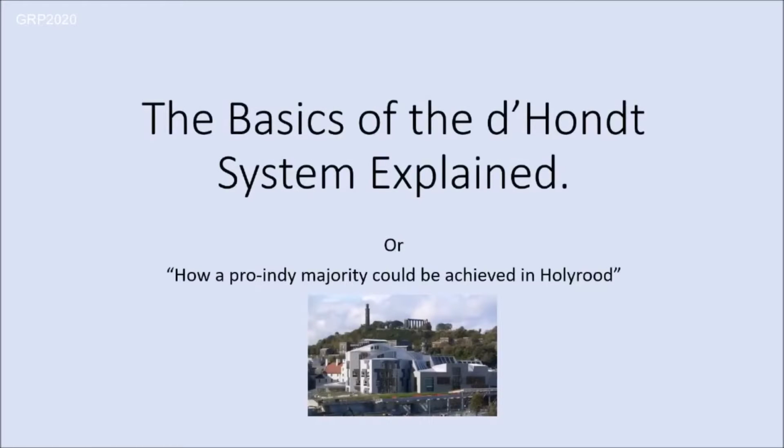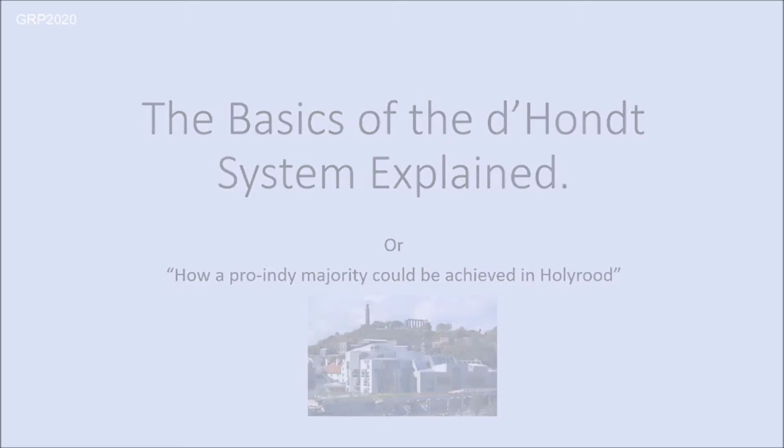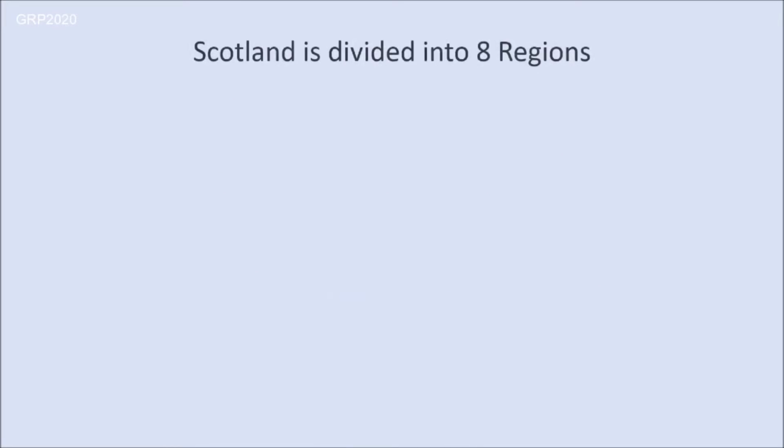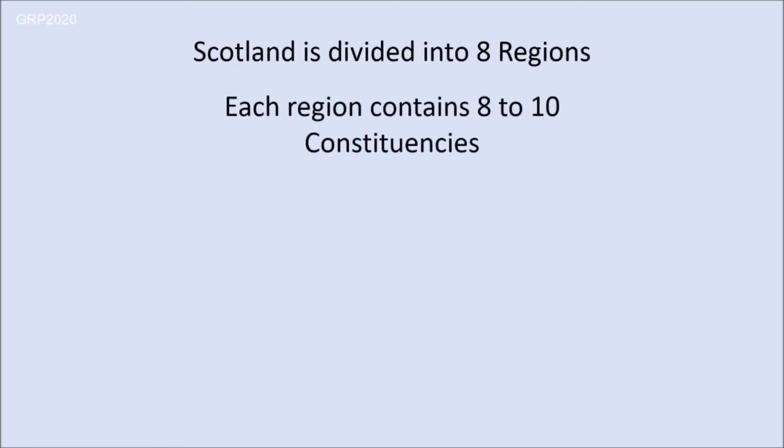Basics of the D'Hondt system explained, or how a pro-Indie majority could be achieved in Holyrood. Scotland is divided into 8 regions. Each region contains 8 to 10 constituencies.